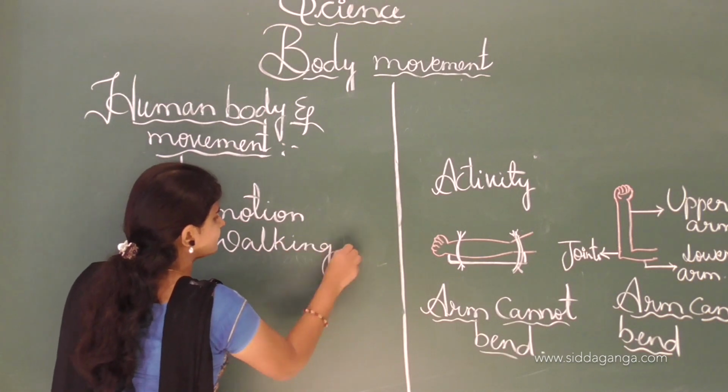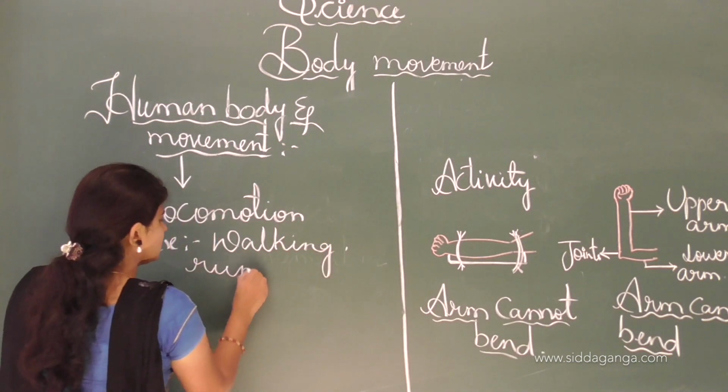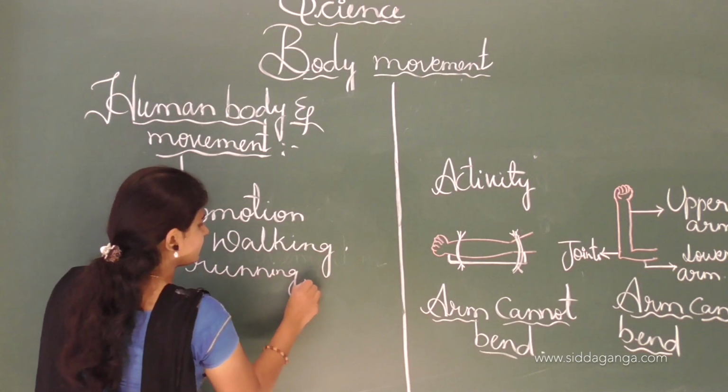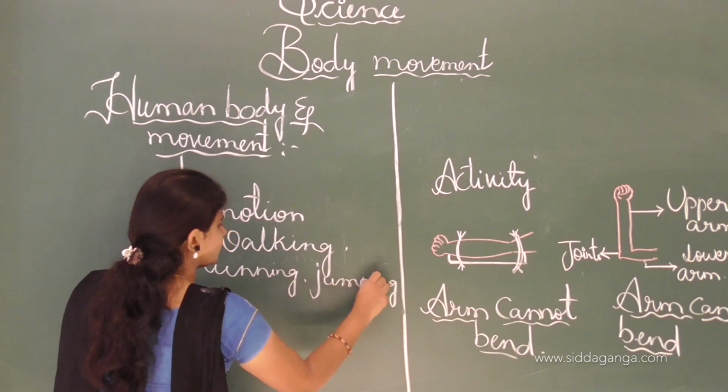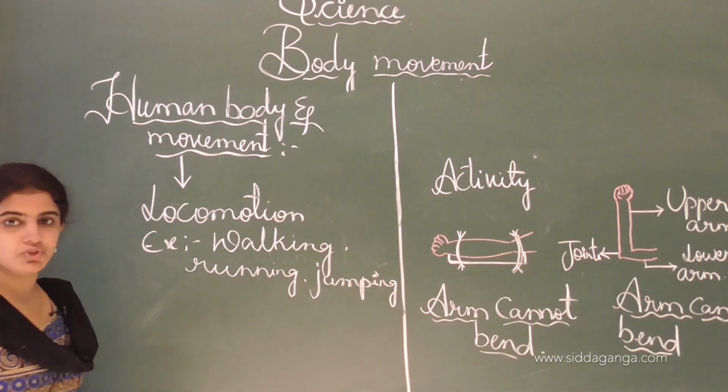Walking, running, jumping, etc. These are the different types of locomotion.